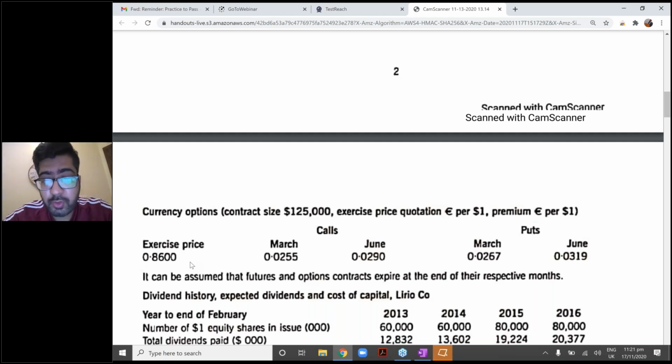0.0255, 0.0290, 0.0267, 0.0319, which are mentioned for calls and puts in front of the exercise price. This is the premium, mentioned as March premium, June premium, March premium, June premium in calls and puts. March and June mean, as I've already told you, 30th March, 30th June, or 1 month, 4 month. So premiums are given for 1 month and 4 month calls, and 1 month and 4 month puts, in front of the exercise price. You're working on the 0.86 exercise price, so for it the premiums are given.